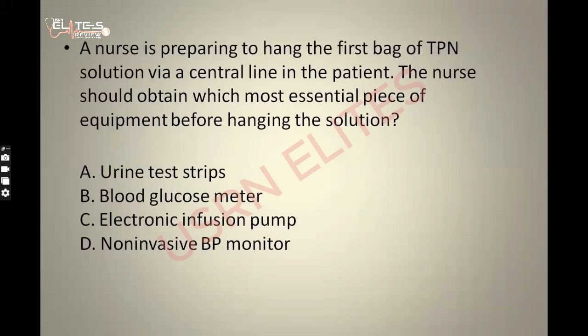Okay, I think I have another one here. A nurse is preparing to hang the first bag of TPN solution via central line in the patient. The nurse should obtain which most essential piece of equipment before hanging the solution? Most essential piece, so that's the key word here.